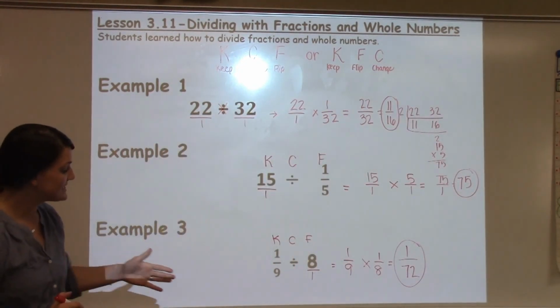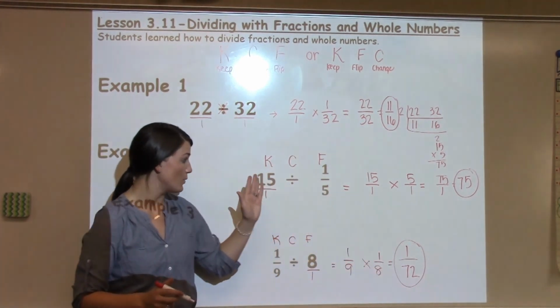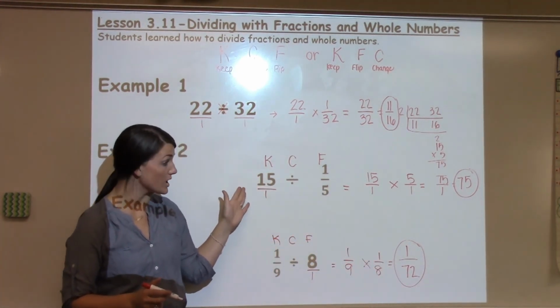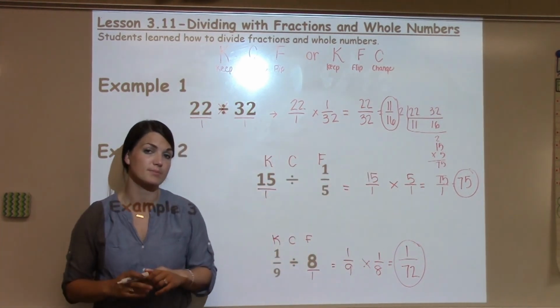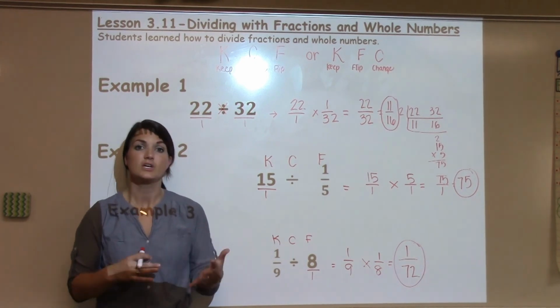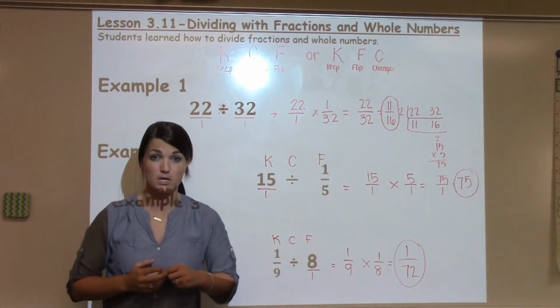All right, so you notice that when the whole number comes second, my answer becomes much smaller. When my whole number was first, my answer was much larger. That's because we're working with multiplication and whole numbers, so depending on the order of the whole number, you're going to get a smaller answer or a larger answer.